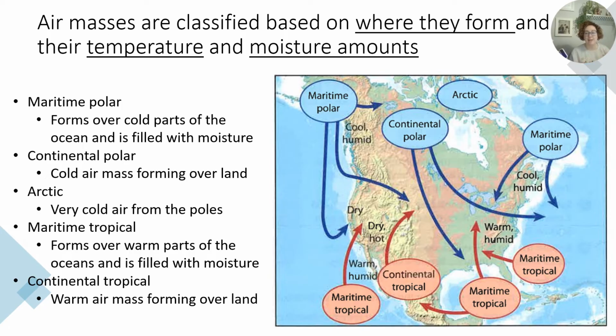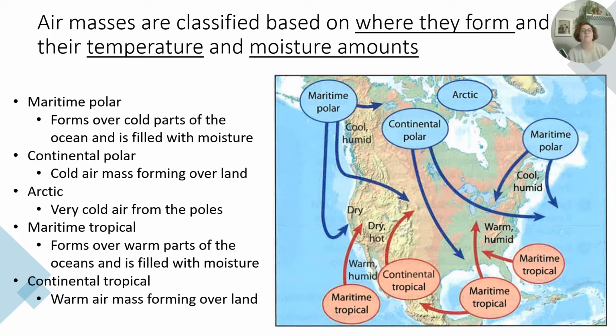Continental, obviously, formed over continents, where there is much, much less water surrounding, so it tends to be drier. And then we have the difference between polar, cold, and tropical, warm, and all of that.